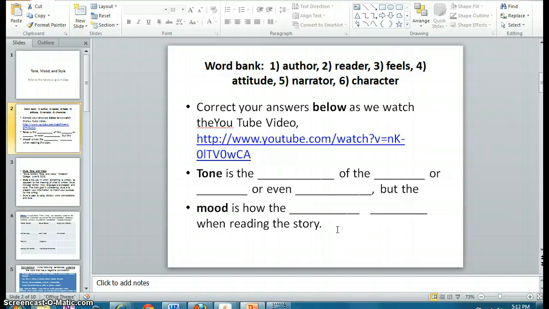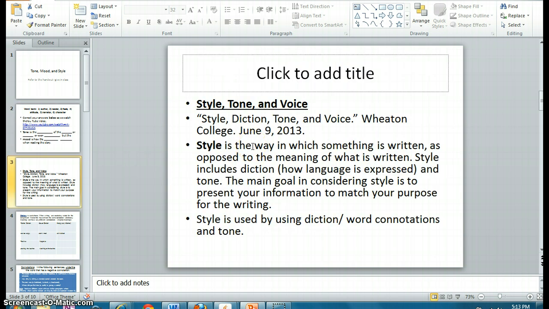Okay, tone is the attitude of, it could be the author or the character or the narrator. Mood is how the reader feels when reading the story. I hope you got that one. Okay, style, diction, tone, and voice. I got this from Wheaton College. I like this a lot.